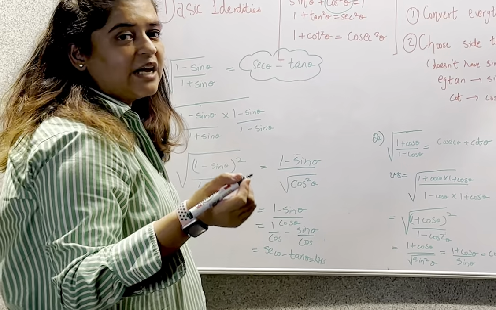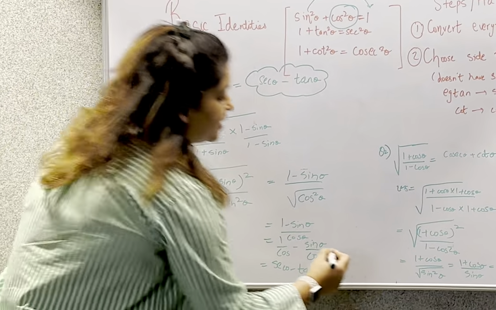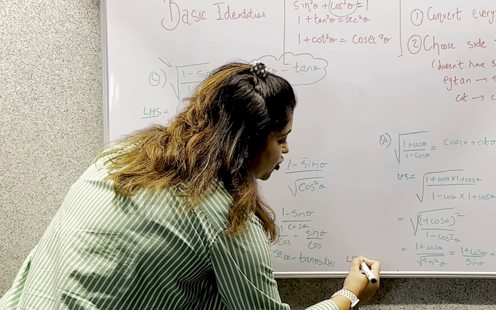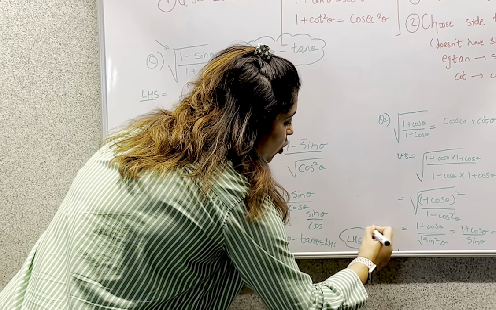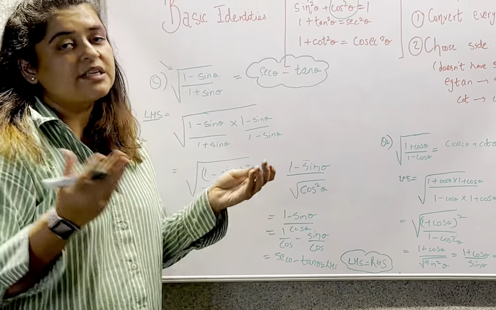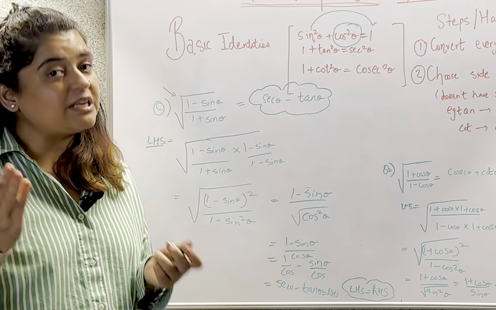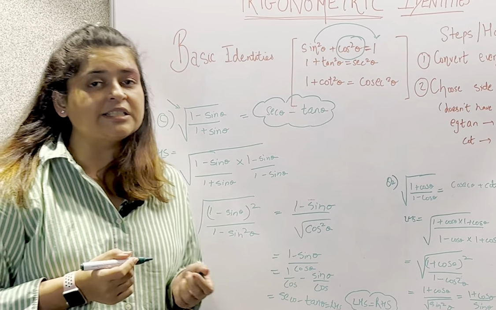Now in board exams it's very important to write in the end, hence proved, LHS is equal to RHS. So I hope you understood these two questions. In the upcoming lessons I'll be taking up even more complex questions for identities.